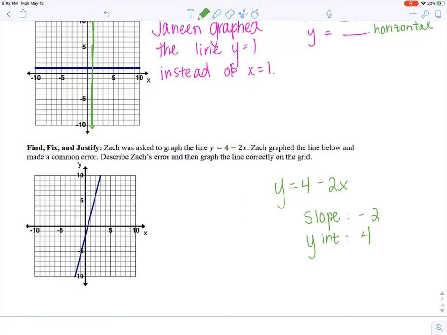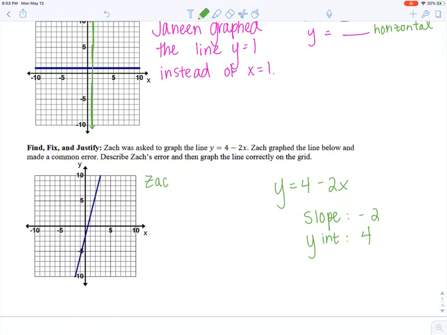Okay, so it looks like what they did is swapped the y-intercept and the slope because it looks like their y-intercept is at -2 and they went up 4 and over 1. So they kind of made two errors here. So we're going to have to be very specific when we are describing our error.